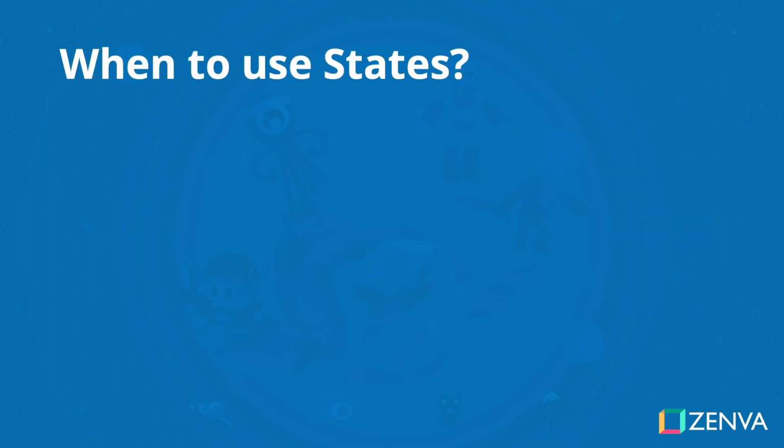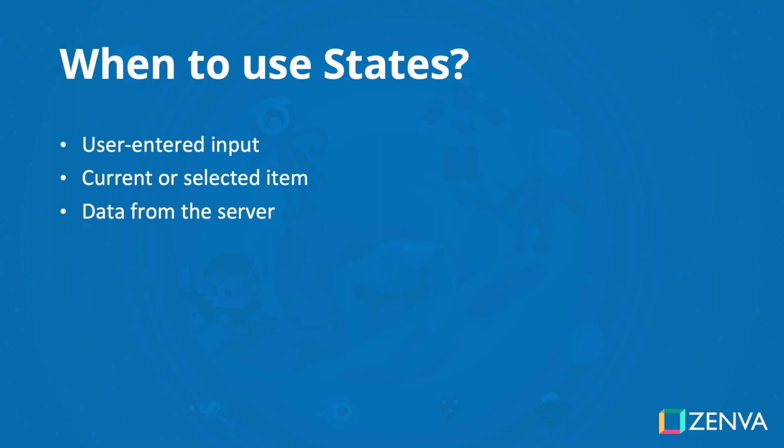Here are some things that make sense to put in a state. User entered input, such as values of text boxes and other form fields. Current or selected item, the current tab, the selected row. Data from the server, so things such as a list of products, the number of likes on a page. And open close state, so a modal open or closed, or a sidebar expanded or hidden.